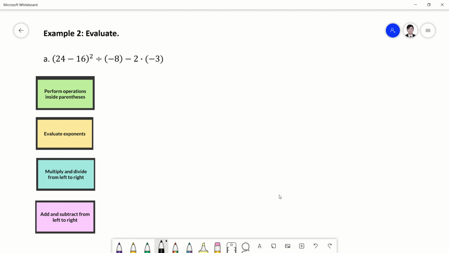So, given this one, you'll start with parentheses. As you can see, we have something inside the parentheses that you can simplify. That means you start there. So 24 minus 16 is 8.